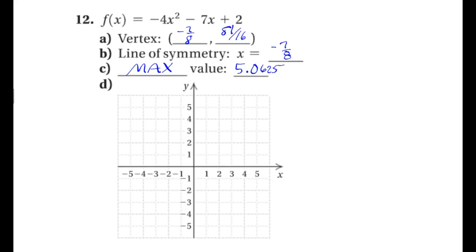With that information, you should be able to graph this function. Remember, after you find the vertex, you're going to go over 1, down 4 on both sides, because you've got nice symmetry about this x equals -7/8.